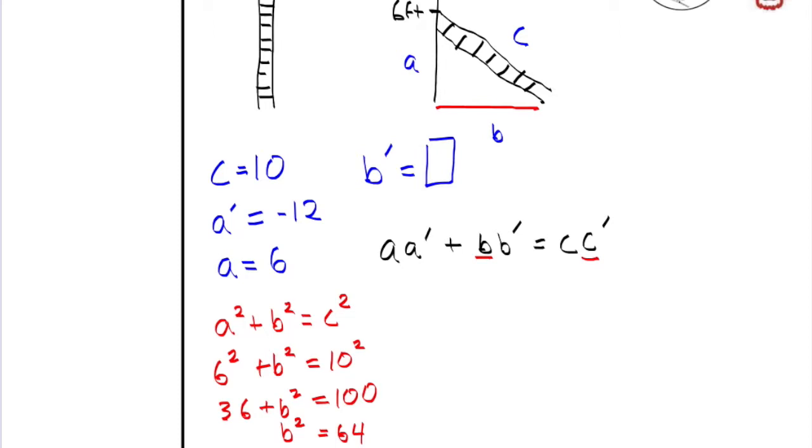Plus or minus 8, but you can't have a negative distance in this problem, so that's why I only chose a positive here. All right, now I have B, good. How do I find C prime now?